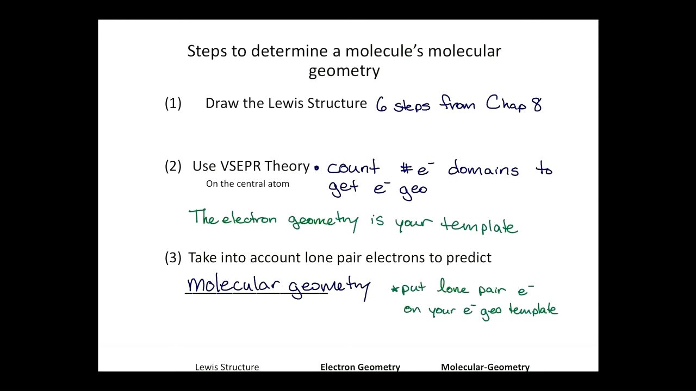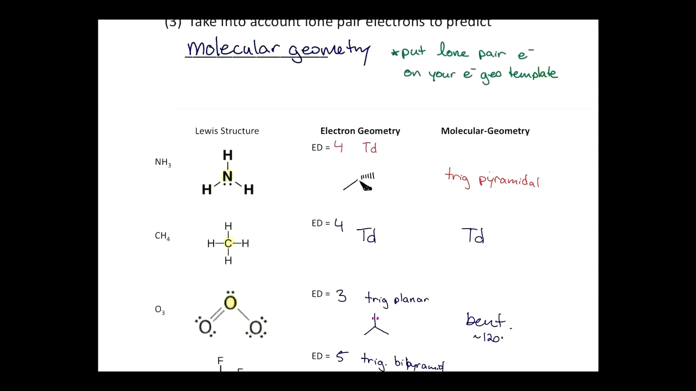Oftentimes, students will forget this point, that with lone pairs, we're literally just ignoring them. When I say ignore them, I mean you just cover them up. You don't let those bonds spread out again. So you use the electron geometry as a template.